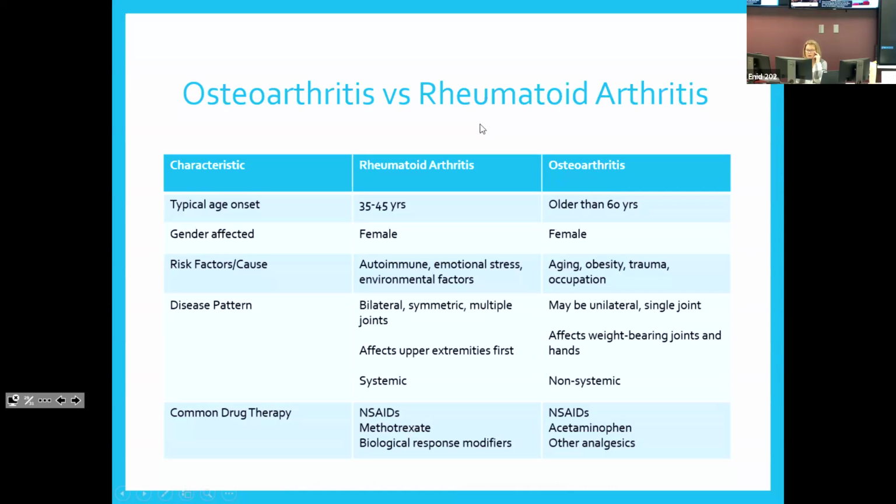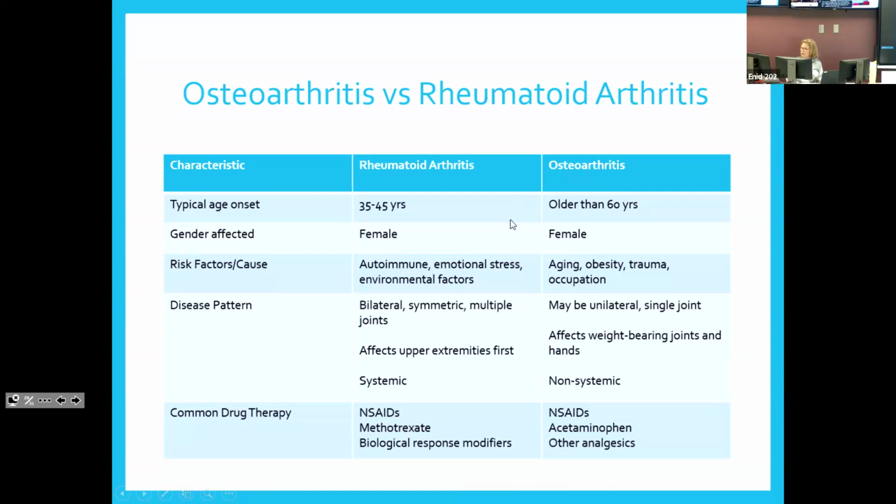Osteoarthritis risk factors are aging, obesity, trauma, and occupation. The disease pattern in RA is bilateral and systemic, because it's an autoimmune disease; multiple joints can be affected, upper extremities first. With osteo, you'll see aging, obesity, trauma, and occupation as risk factors, and it can be unilateral, meaning it can involve a single joint. Usually it affects your weight-bearing joints like your hands and your knees, and it's non-systemic, so it's isolated to the joint.